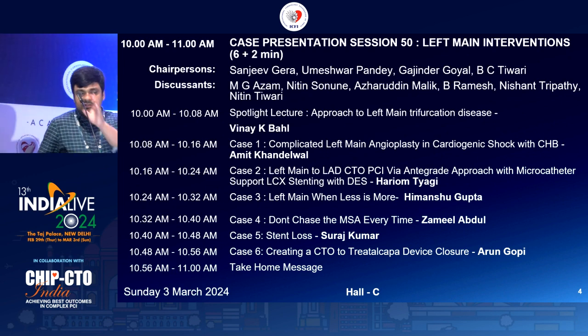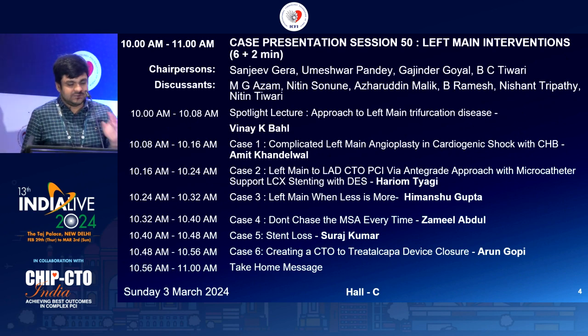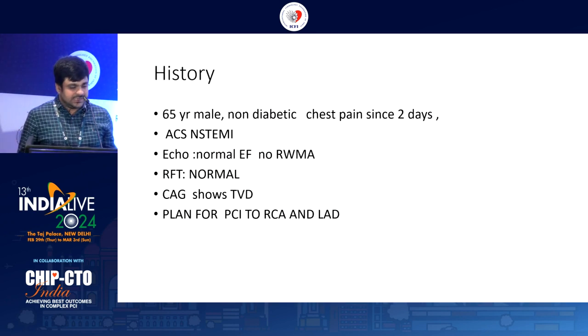Good morning, sir. Good morning, respected teachers. I am presenting one case of stent loss. My case is a 65-year-old male, non-diabetic, with chest pain since 2 days, presenting with SESTEMI with normal EF, no regional wall motion abnormality. RFT is normal, CAG is triple vessel disease.